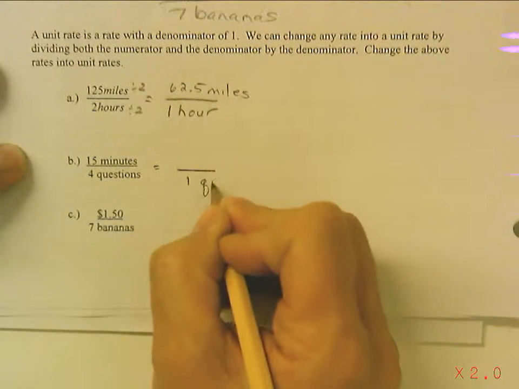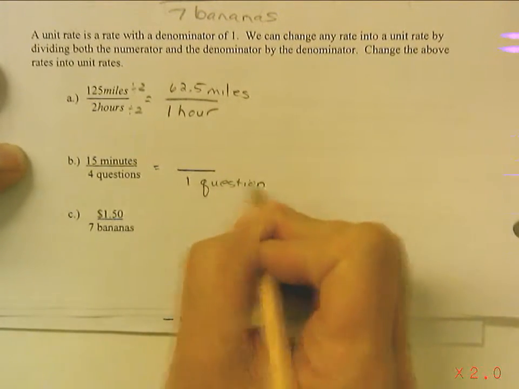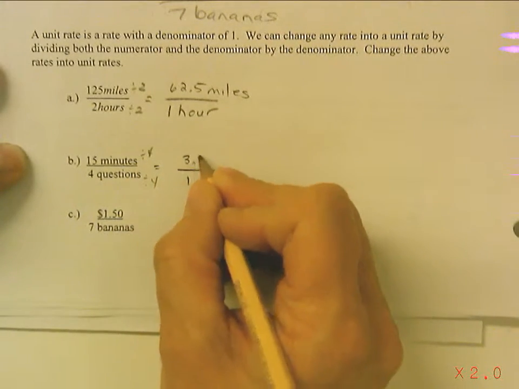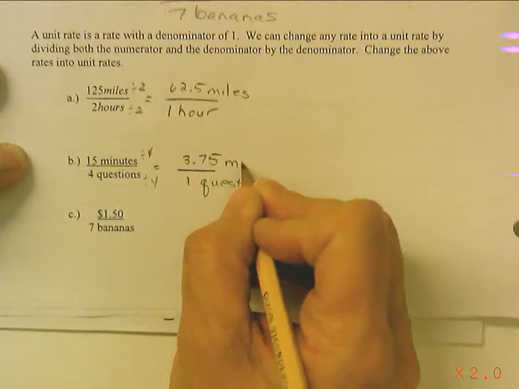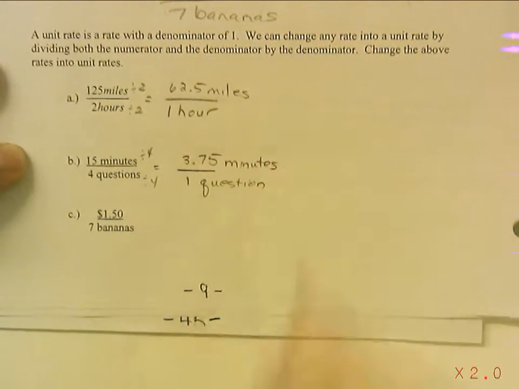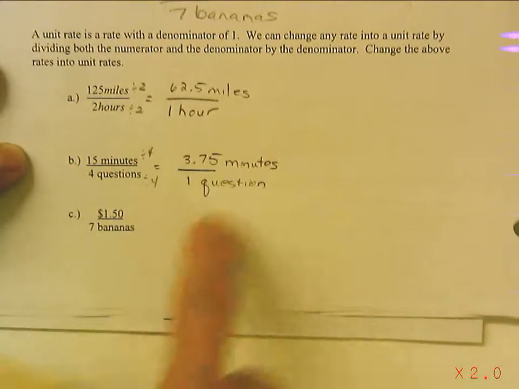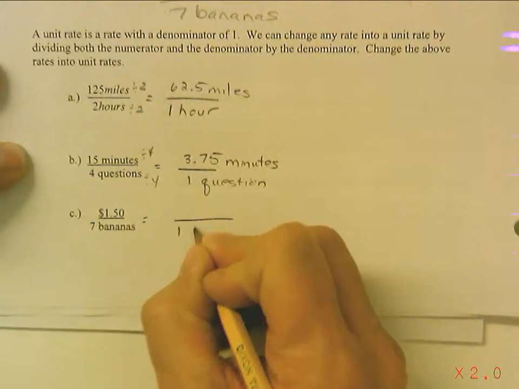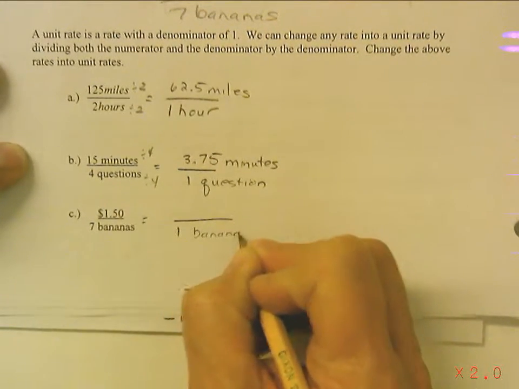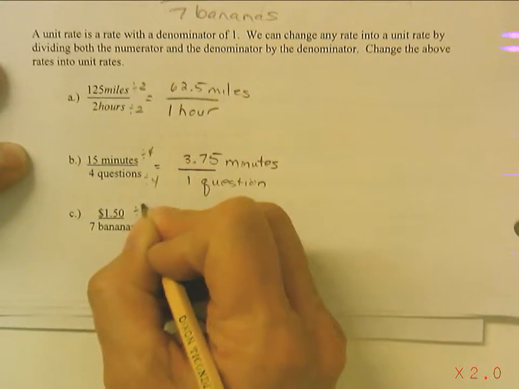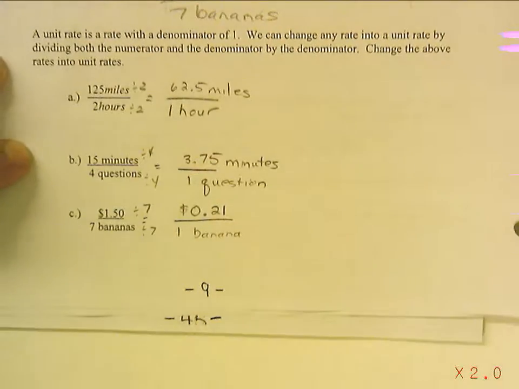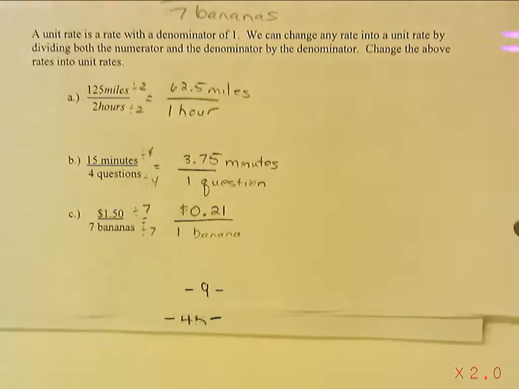Here, if I want 1 question to be my denominator, I divide this by 4, I divide 15 by 4, so this becomes 3.75 minutes per question. A lot of times that's how we say it in English. This is miles per hour, minutes per question. Now, if I want to change this into 1 banana, I have to divide the bottom by 7 and the top by 7, and that becomes 21 cents per banana, and that's a unit rate.